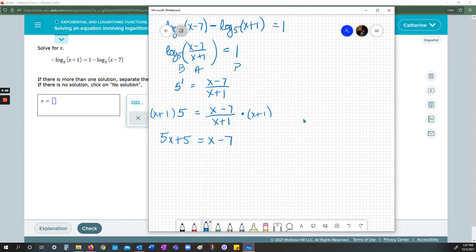So now, oh, this is not bad. Subtract x from both sides, we have 4x. And then subtract 5 from both sides, we get negative 12. And this even works out to a nice whole number. x equals negative 3. Which maybe that's the answer.